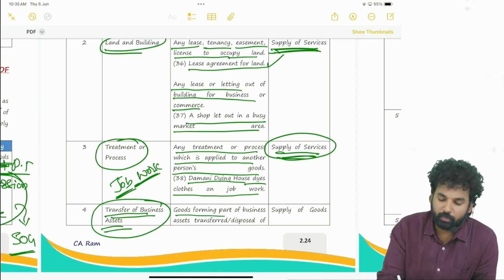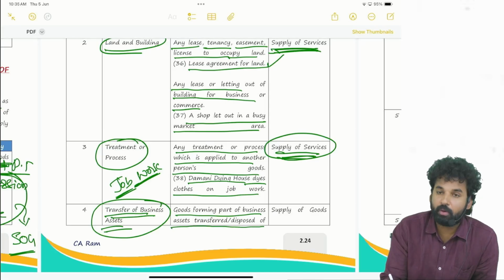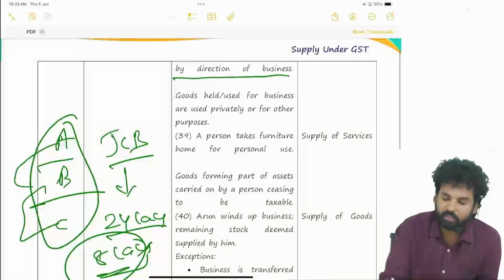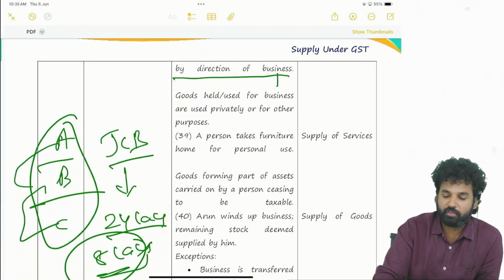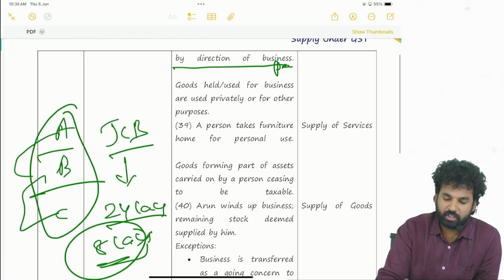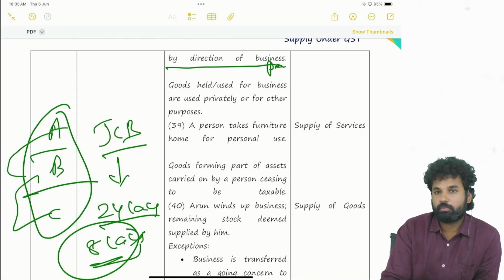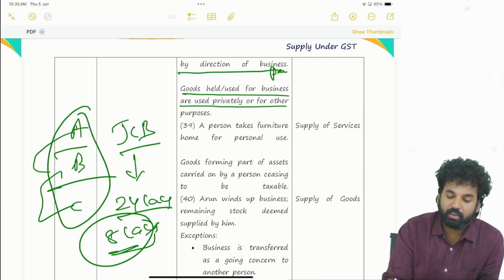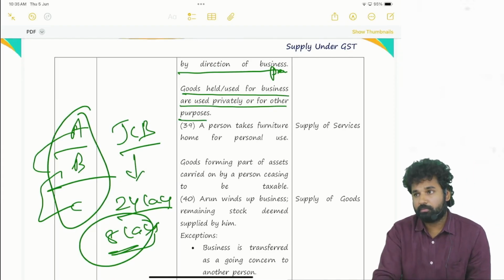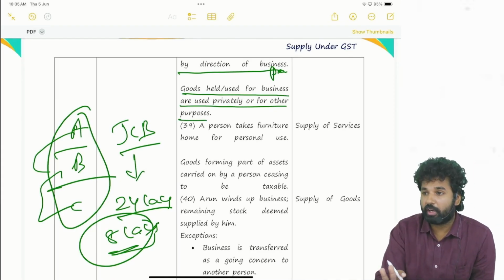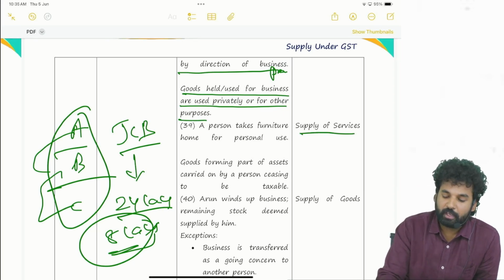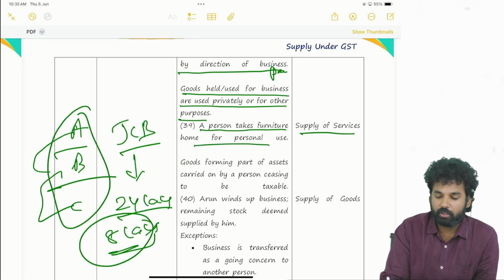Goods forming part of business assets, transferred or disposed of by the directions of the business person or businessman. In such cases, it is a supply of goods. Permanent transfer. Goods held or used for business are used privately or for other purposes. Used privately, but not transferred permanently, just used. Then it is a case of supply of service, like a person who takes furniture to his home for personal use. This is supply of service.